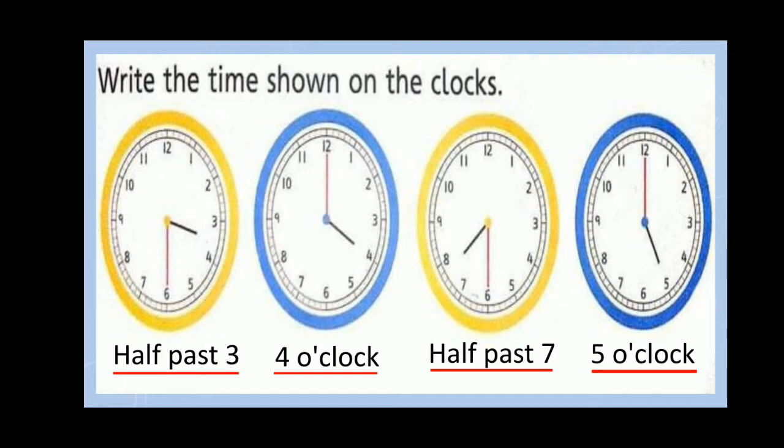Now the last clock. The short hour hand is on 5 and the long minute hand is on 12. It means the time right now you can read and write as 5 o'clock. So this is how it can be done. Always remember, whenever the long minute hand is on 6, you can read and write it by indicating half past.